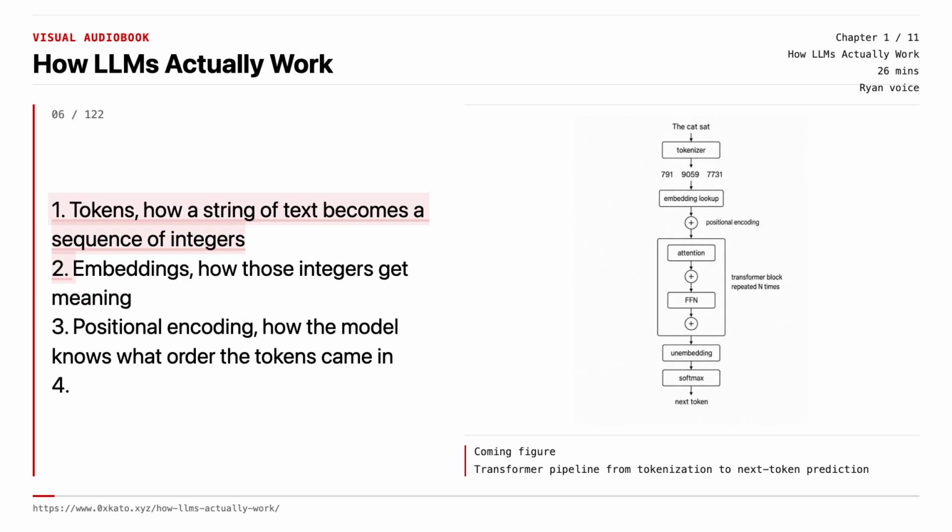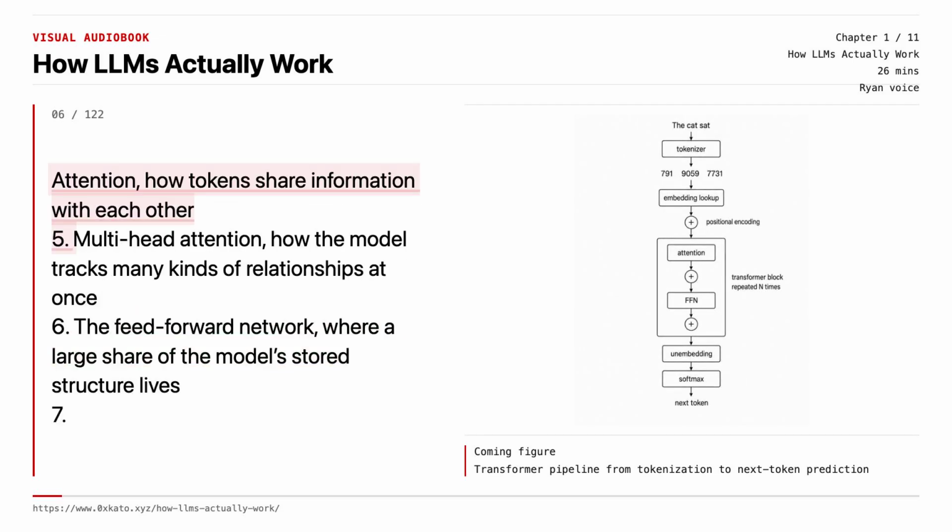Here's the path. 1. Tokens. How a string of text becomes a sequence of integers. 2. Embeddings. How those integers get meaning. 3. Positional encoding. How the model knows what order the tokens came in. 4. Attention. How tokens share information with each other. 5. Multi-head attention. How the model tracks many kinds of relationships at once. 6. The feed-forward network, where a large share of the model's stored structure lives.